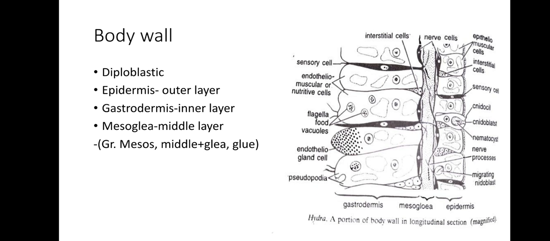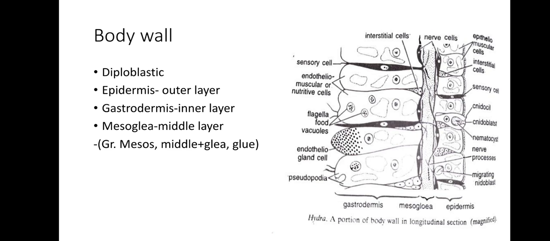Next, let's see the body structure. The body is generally cylindrical, or it can be a cup-shaped body form. There are actually two body forms. One is the cylindrical body form, which is called a polyp, and then there is a cup-like body form called a medusa.